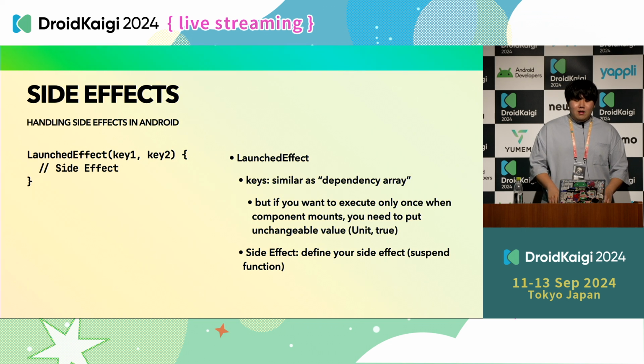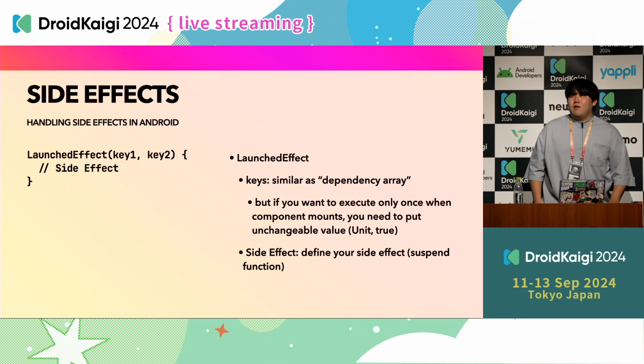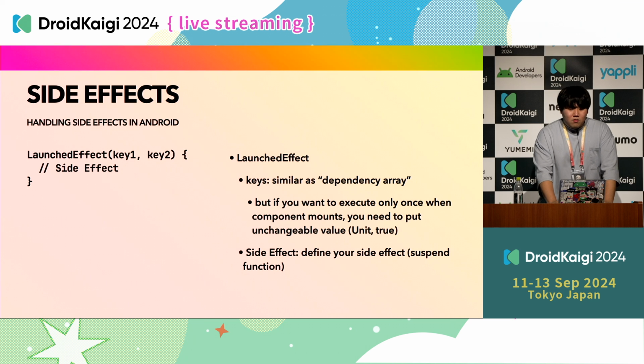Since the callback in LaunchedEffect is defined as a suspend function, this handler is ideal when you want to handle side effects using coroutines. For example, an HTTP request is good in this callback.